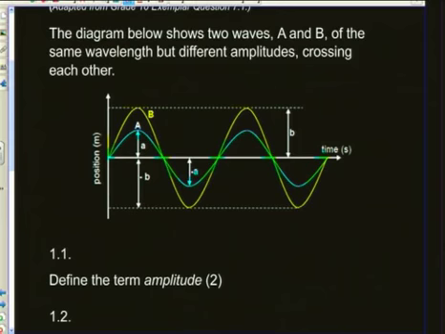It's quite nice in terms of the way you can see the way they're crossing, because they're reaching crests together and troughs together, which makes life very, very easy. So nothing difficult about the diagram.